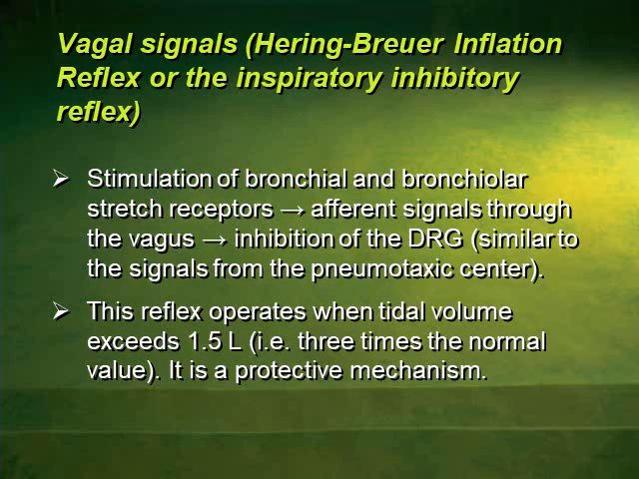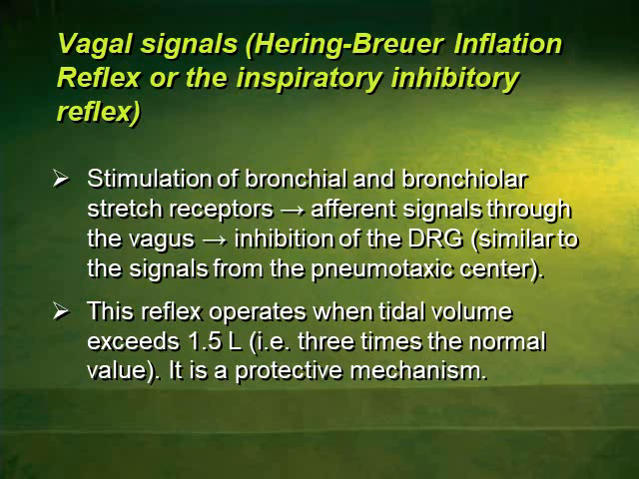The stimulation of the bronchial and bronchiolar stretch receptors by the overinflation will induce an afferent signal through the vagus, and this signal will end in inhibition of the dorsal respiratory group and the apneustic center. That is to say, its function is similar to the function of the pneumotaxic center.